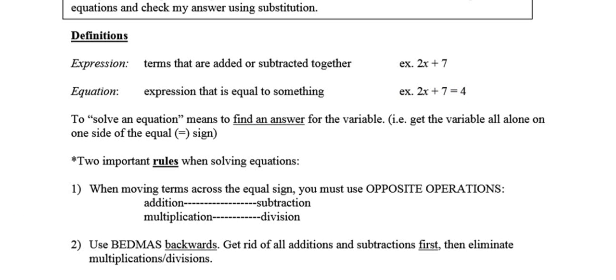So to solve an equation means you need to find an answer for the variable, or a value for the variable. And in order to do that, you need to get the variable all alone on one side of the equal sign. And two important rules that you're going to use when solving equations are the whole idea of opposite operations. In order to move something from one side of the equal sign to the other, you need to use opposite operations. The opposite operation to addition is subtraction, and the opposite operation to multiplication is division, and vice versa. The opposite operation of subtraction is addition. The opposite operation of division is multiplication.